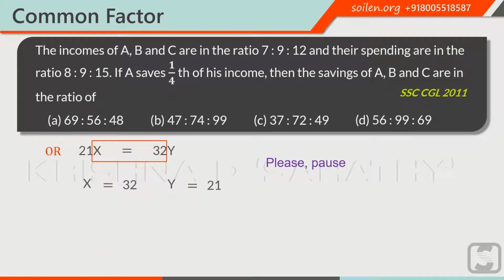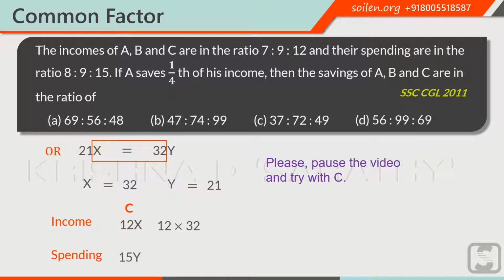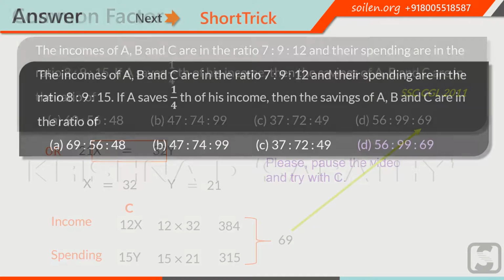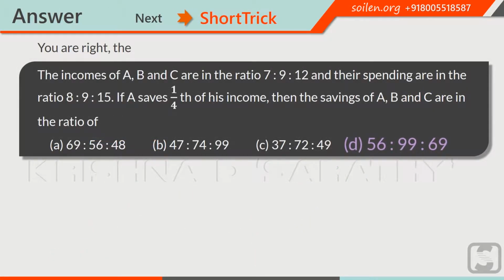Please pause the video and try to solve with C. C's income 12x and spending 15y. Place x equals 32 and y equals 21. 12 times 32 equals 384, and 15 times 21 equals 315. Difference of 384 and 315 is 69. It is C's savings. I am sure you got the correct answer 69, the option D.